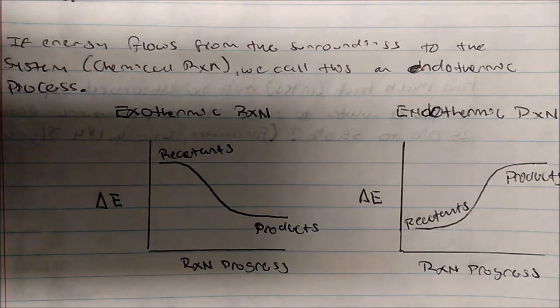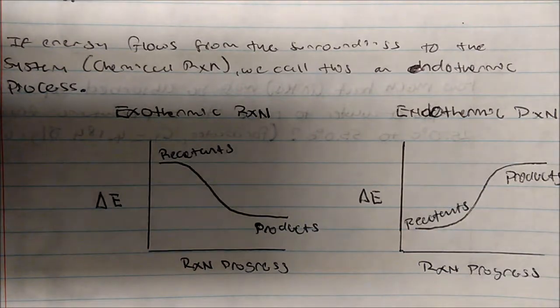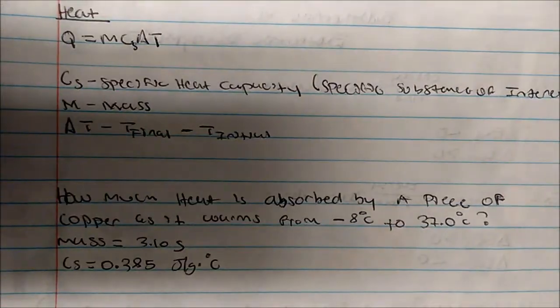heat. And vice versa for the endothermic reaction, where we're putting heat into the system, we're putting energy into the system, the energy of the reactants is going to be lower than the energy of the products. So those are the differences between the two graphs. And what is happening with this is actually heat.